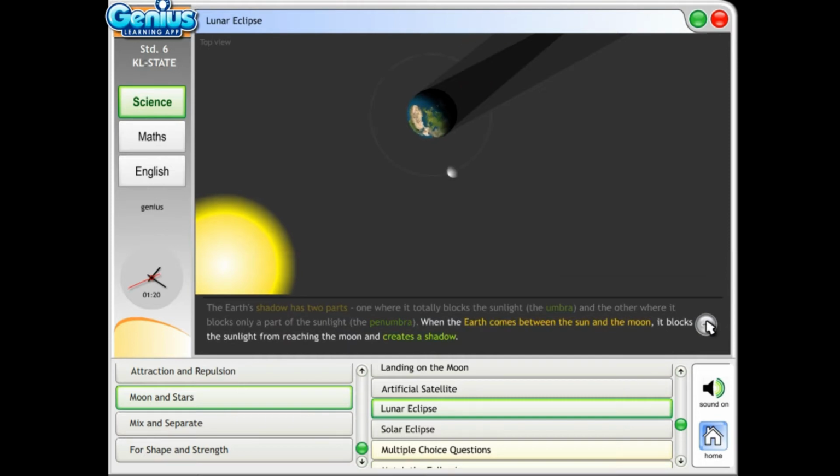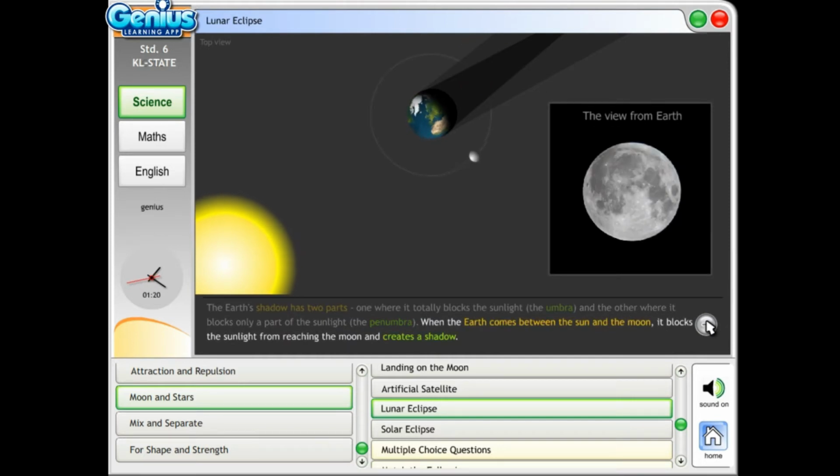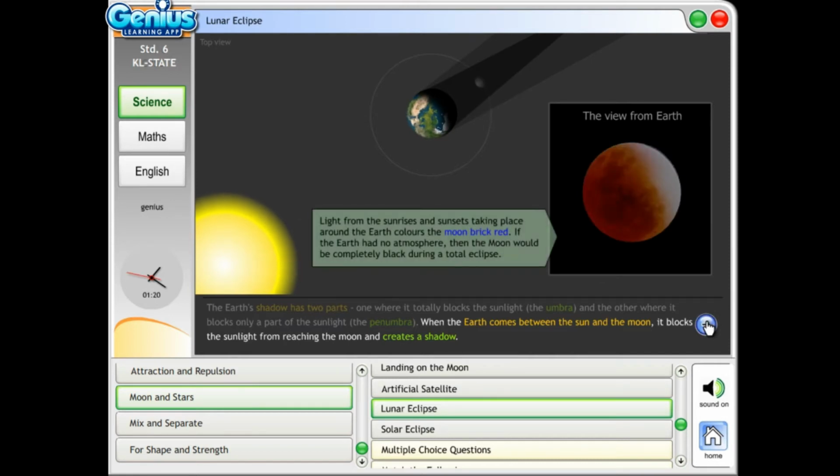When the Earth comes between the Sun and the Moon, it blocks the sunlight from reaching the Moon and creates a shadow. This is called an eclipse of the Moon, or lunar eclipse.